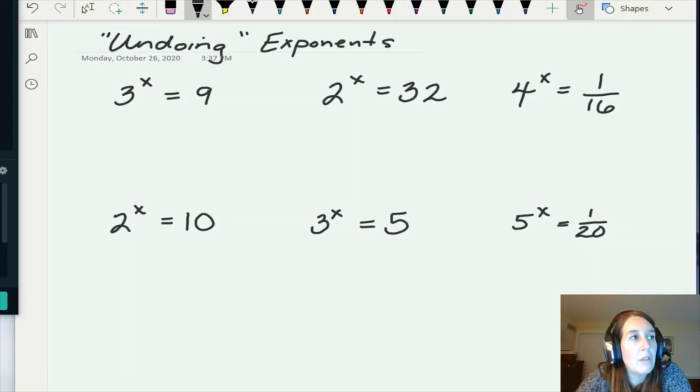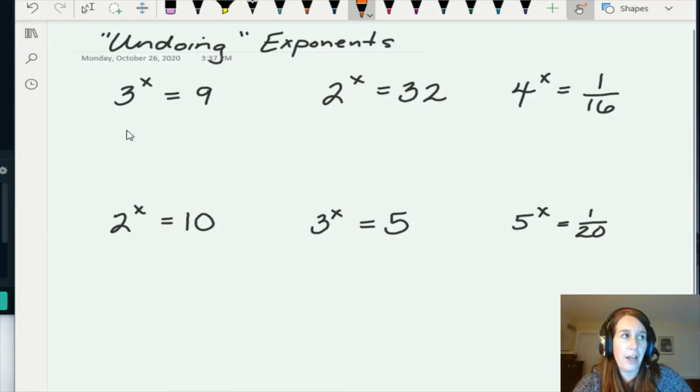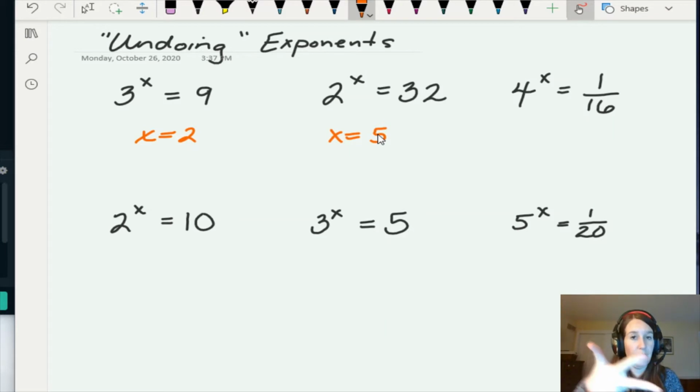Okay, so hopefully you could figure out in the first problem that x should be 2, right? You should be doing that in your head. 3 squared equals 9, so x is equal to 2. Okay, see if you can figure out that second one. 2 to what power is equal to 32? Okay, did you get 5? Okay, 2 times 2 is 4, times 2 is 8, times 2 is 16, times 2 is 32. So 2 to the 5th power is 32.